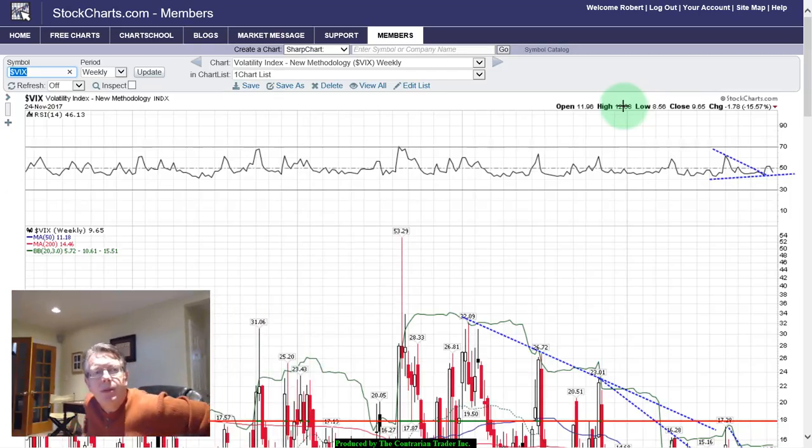All right, the first topic up today is going to be the VIX. For those not familiar with the VIX, it's the volatility index. It trades inversely of the S&P 500. Now, we have a problem. It's a big problem with the VIX.